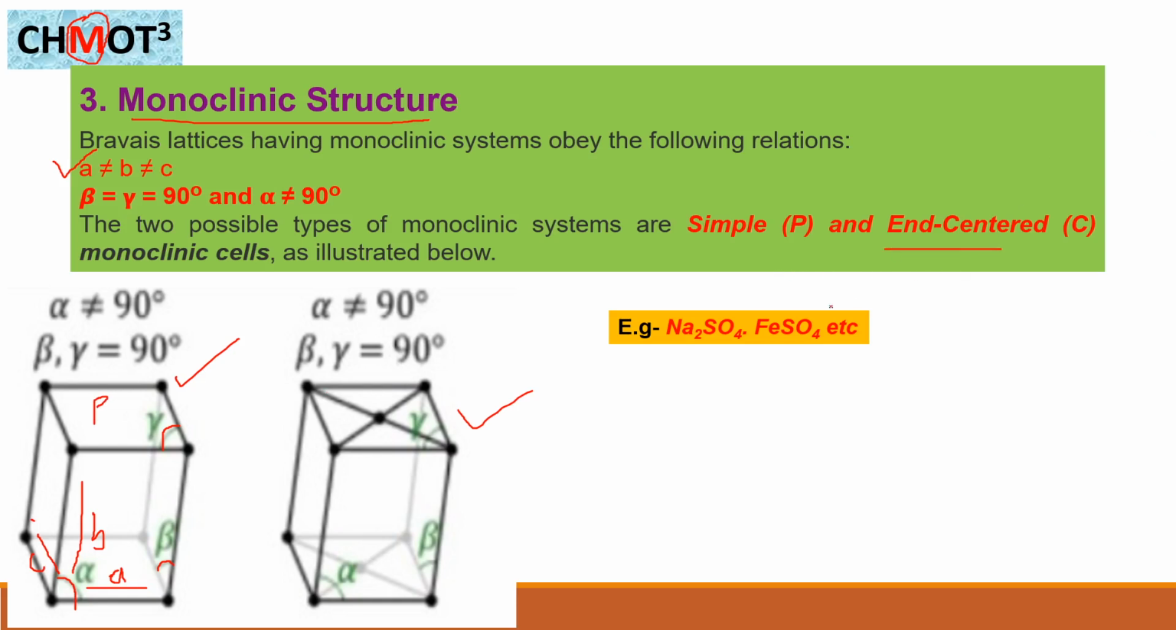End centered means what? Up and down, in the middle part, there is one atom present. This is the end part, and in the opposite direction there is another end part here. So that's why in the end part, in the center zone, one atom is located. So what are the examples of the monoclinic structure? Na2SO4 and FeSO4, that is sodium sulfate and iron sulfate. These materials show a monoclinic structure.